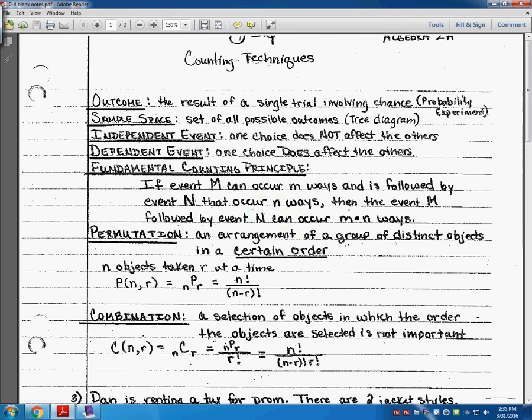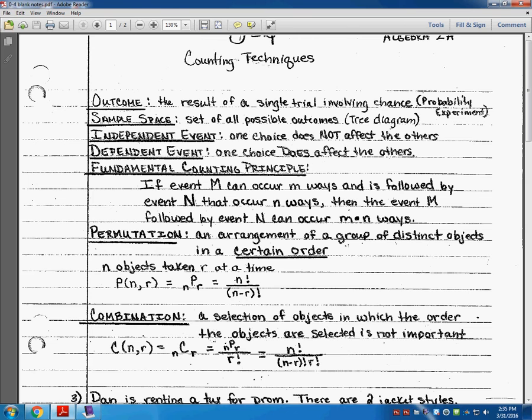So today we're going to talk about 0-4 counting techniques. If you look at your blank notes with me, we have a few vocab terms we need to talk about, a few formulas, and your calculator will help you a lot too, so make sure you have that ready.